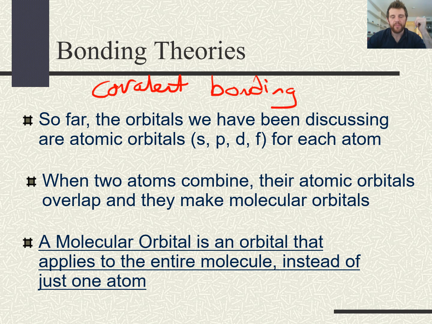Oh, bonding theories. This is where the fun starts. So a molecular orbital is something that applies to the entire molecule and not just one atom. So instead of us talking about just s, p, d, f for one atom, we need to talk about how those orbitals interact with each other and make these bonds. So when two atoms combine, their atomic orbitals actually overlap, which is why when I did my nitrogen, it was like 5 and 5, and these two are my lone pair, and these three overlap. They overlap and they make a molecular orbital.